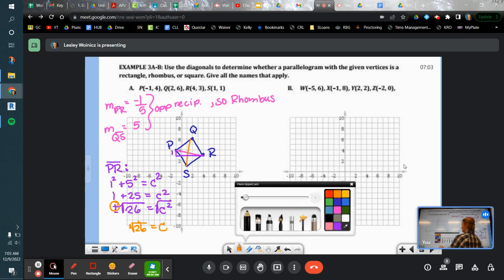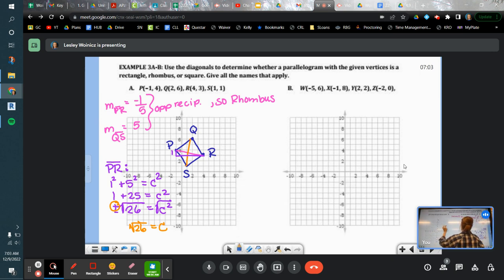Now I have to do the same thing for my other diagonal. Make a little right triangle. There he is. Okay, so one side is 1 and the other side is 1, 2, 3, 4, 5. Well, guys, that's the same math. So if I do 1 squared plus 5 squared equals C squared, I'm going to end up doing the same exact steps, and I'm going to get root 26 for this other C also.